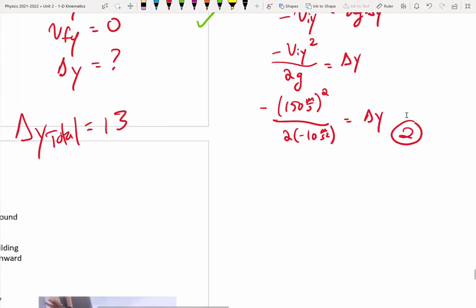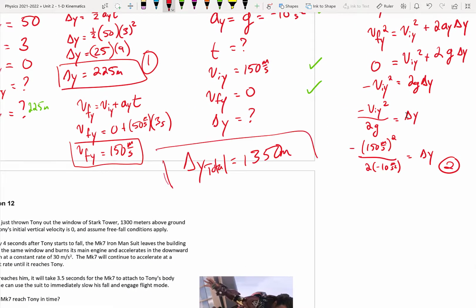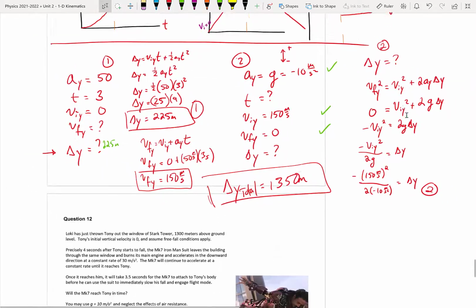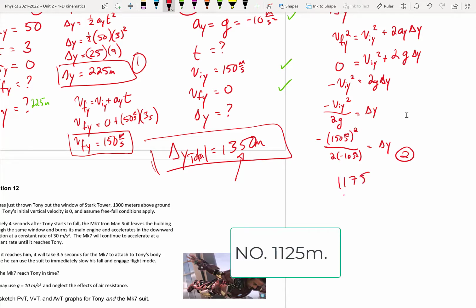Let's see. I know it should be 1350. I'm just going to say that. Sorry, I'm going to rush. I don't have time to do calculations. All we care about, the variables are more important than the calculations. His y total should be around 1350, which means this should be 1175, right? Because that's plus 2.